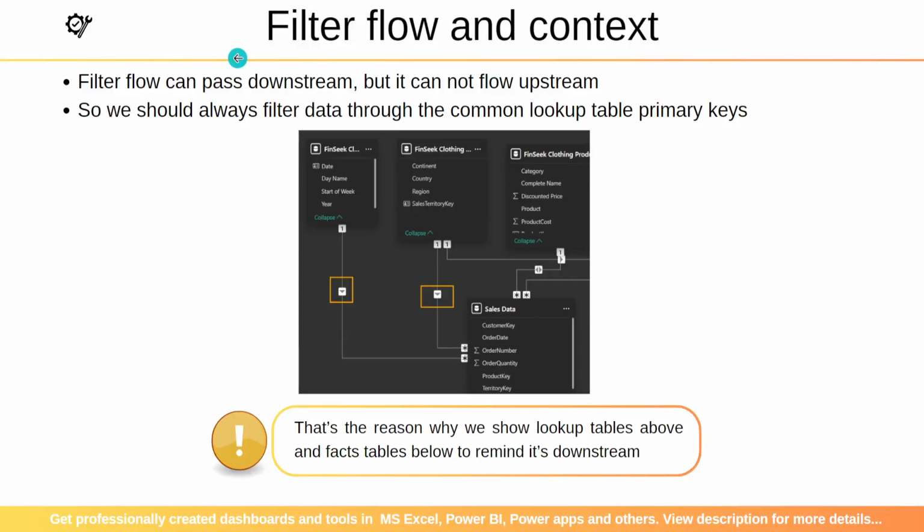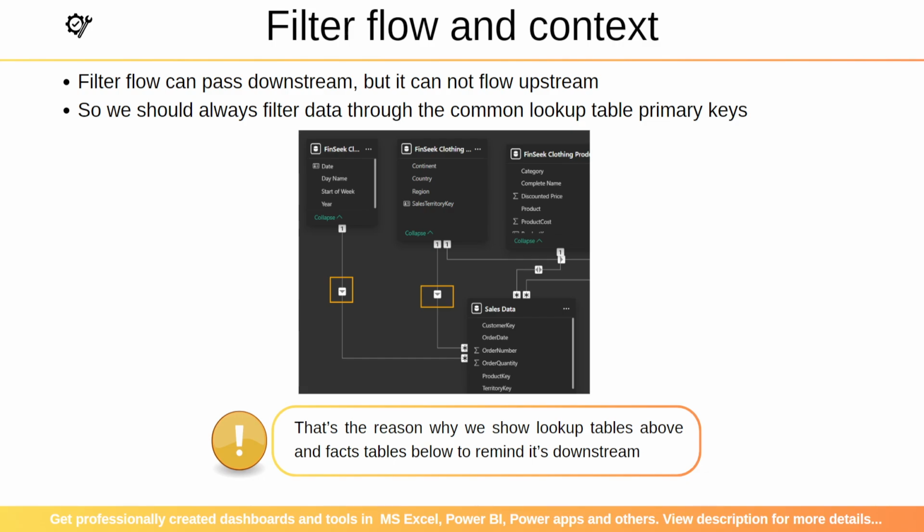Let's understand the filter flows and context. So filters inside Power BI can pass downstream, as you can see in the below image, which simply means that whenever we are creating the filters, we should use the primary key table or the lookup table data for filtering instead of any data tables or fact table which may be redundant. So I think that this may be hazy at the moment.